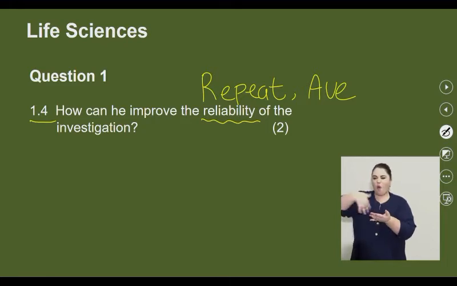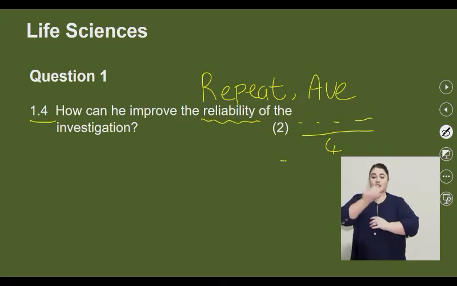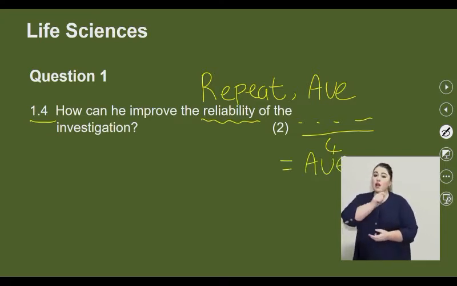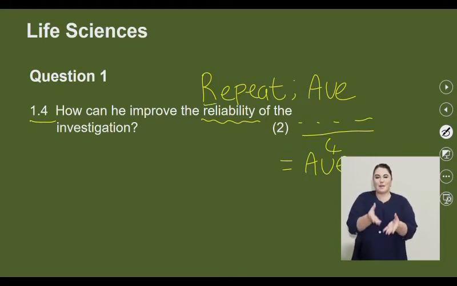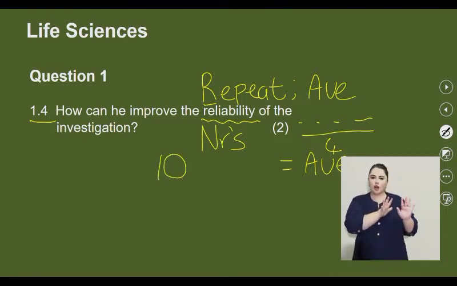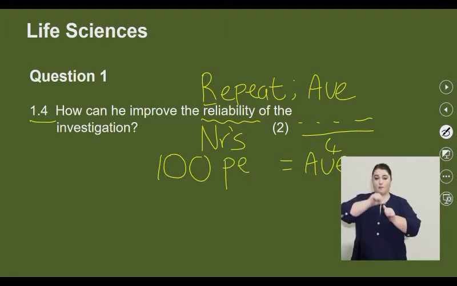Now, you know what average is? You just add them all up and you divide by the number that you've added up, and you get the answer. Then you have the average of anything. So for reliability, remember, you repeat the investigation and then you take the average. Or you could also increase the number of plants. This young scientist used only 10. I would not say that is really a reliable investigation. If he perhaps used 100 pea plants, that would have been a much more reliable test.